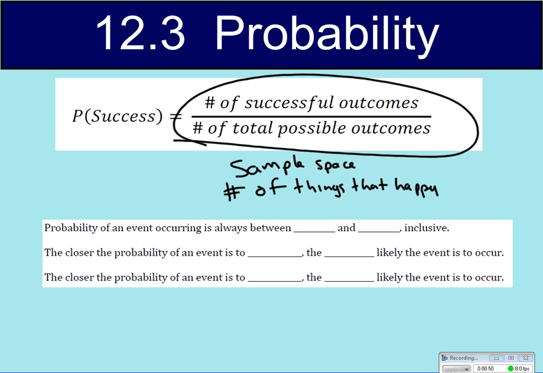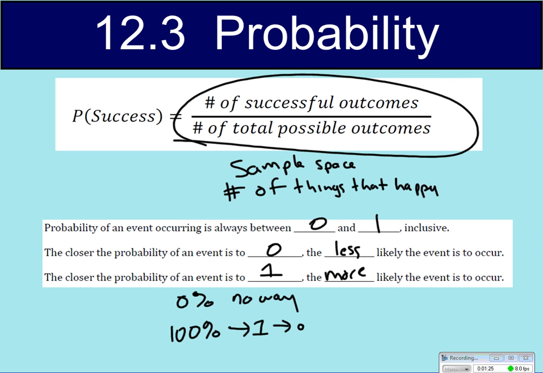All right, the probability of an event always occurring is always between 0 and 1. Okay, it's always got to be a fraction between 0 and 1. The closer the probability of an event is to 0, the less likely the event is going to happen. The closer the probability of an event is to 1, the more likely it's going to happen. So if you hear people say that there is a 0% chance of something happening, that means there is absolutely no way it's going to happen. If you hear 100%, well, as a number, that is 1, so that means it is absolutely going to happen. It is a foregone conclusion.